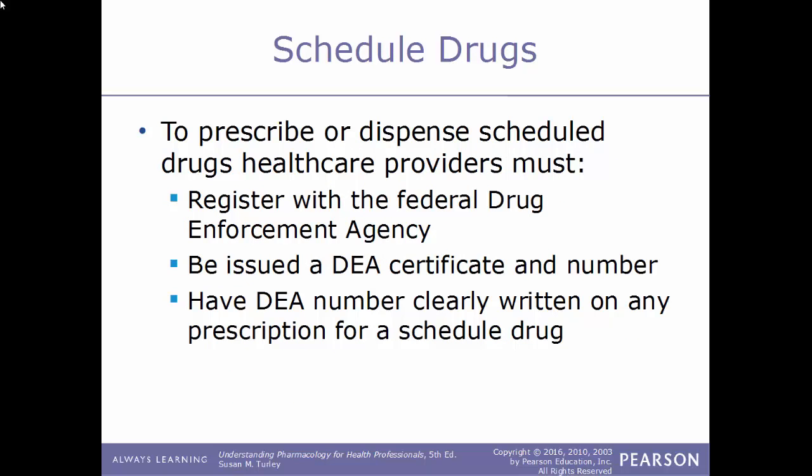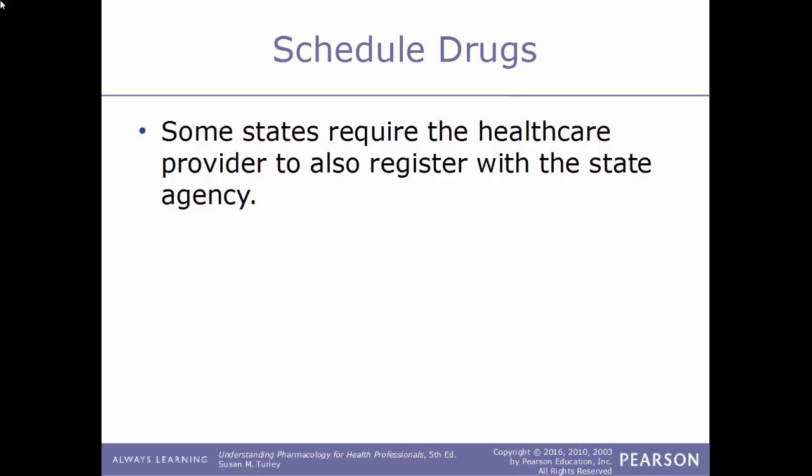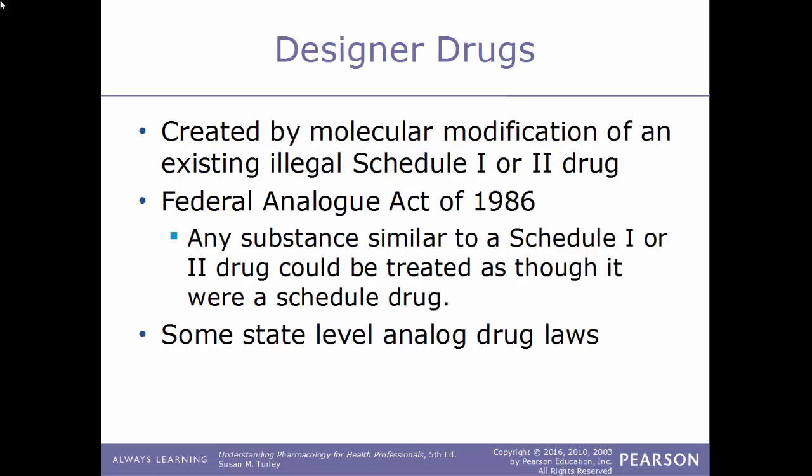Now, in order to prescribe or dispense a scheduled drug, a healthcare provider must register with the Federal Drug Enforcement Agency. It must be issued a DEA certificate and number, and have that DEA number clearly written on any prescription for a scheduled drug. Now, some states require the healthcare provider to also register with the state agency, in addition to the federal DEA. All right, next we'll talk about designer drugs.